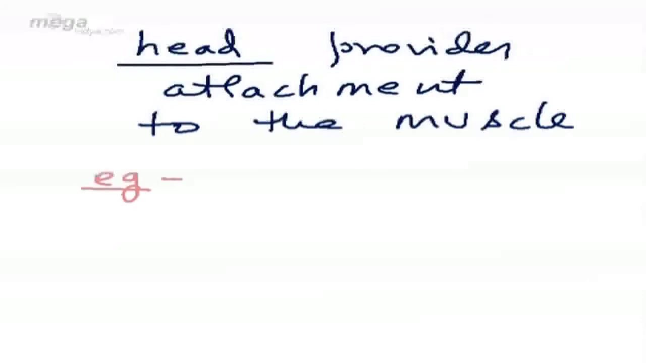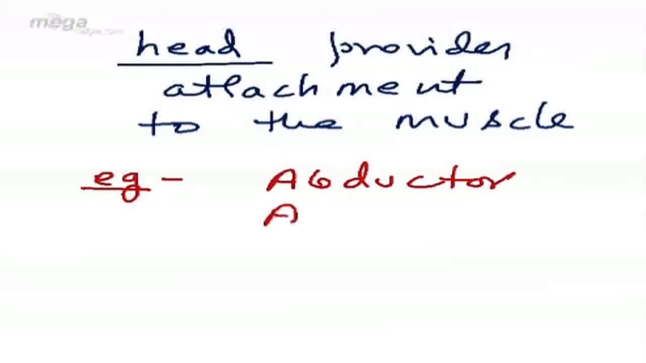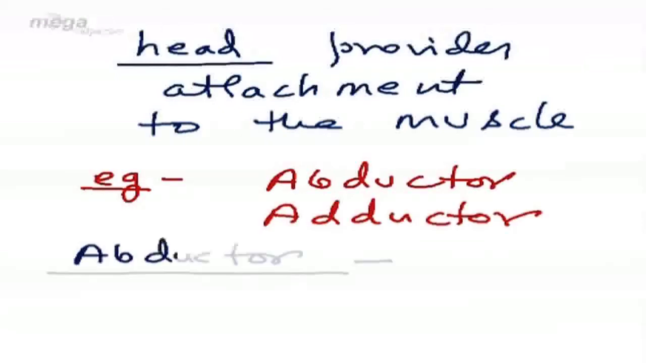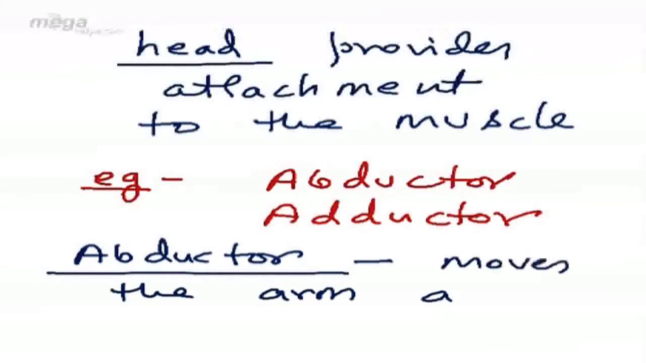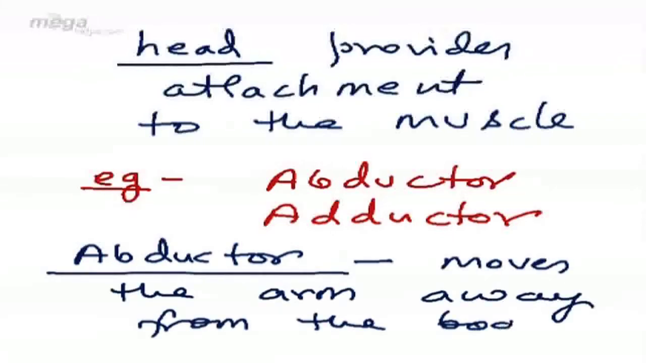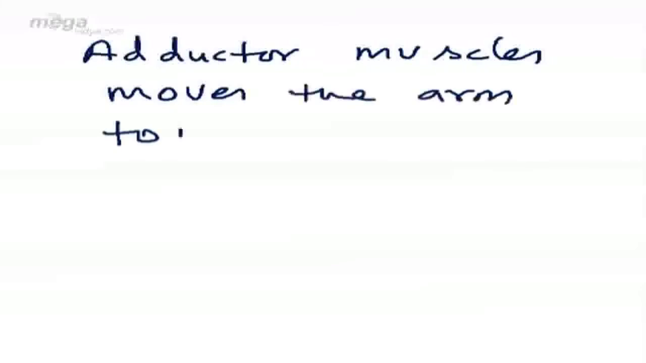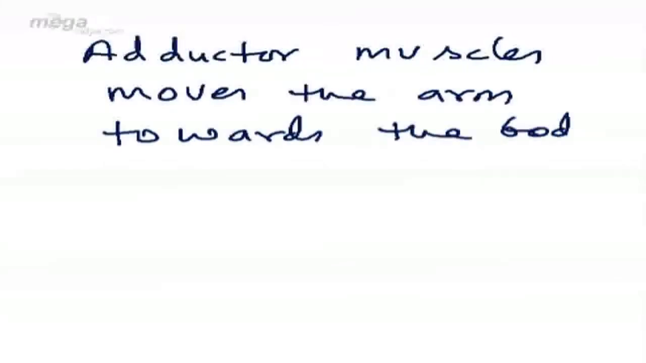Another example of antagonistic muscles are abductor and adductor muscles. The abductor muscles move the arm away from the body. Abduction means carrying away, whereas the adductor muscles move the arm towards the body. Add obviously means coming close to.